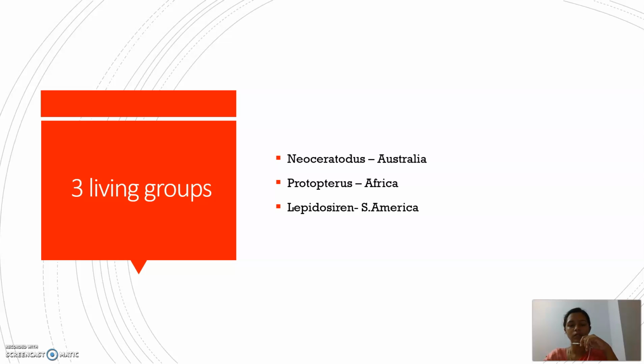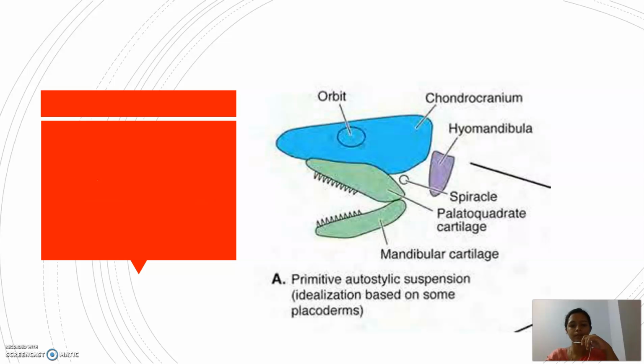As mentioned earlier, there are three living groups of lungfishes: Neoceratodus in Australia, Protopterus in Africa, and Lepidosiren in South America. They have autostylic suspension of the jaw, and autostylic suspension is explained in this picture. Only the upper jaw is attached to the neurocranium.